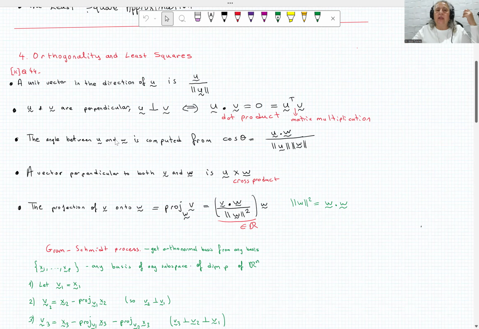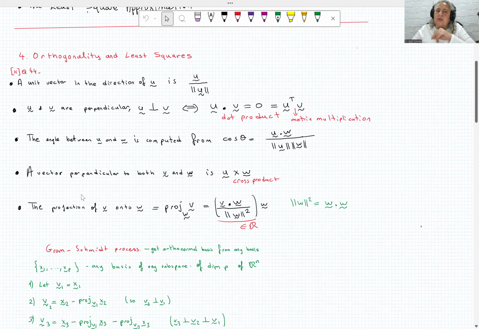The angle between two vectors, u and w, can be computed by this equation. A vector perpendicular to both vectors, v and w, is defined as the cross product. This is just a reminder; you know what a cross product means.